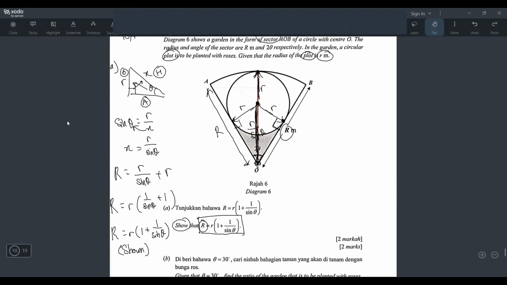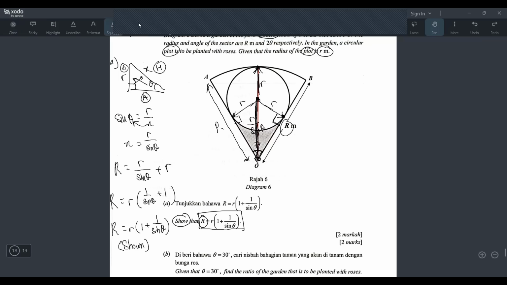Okay, sudah siap. Now we do question B. Okay, question B says what? Let's read the question. Given that theta equals 30 degree, it means the whole thing here is 60 degree. Find the ratio of garden that is to be planted with roses. So which one is planted with roses? The red color one. This one is planted with roses, right?